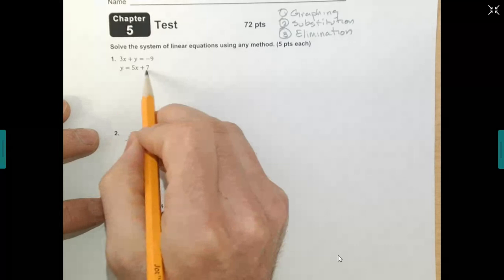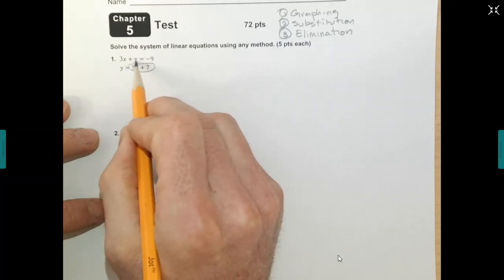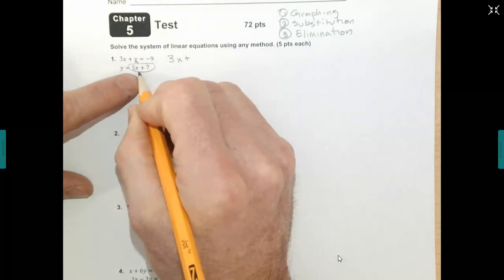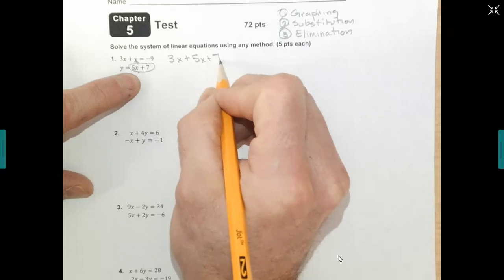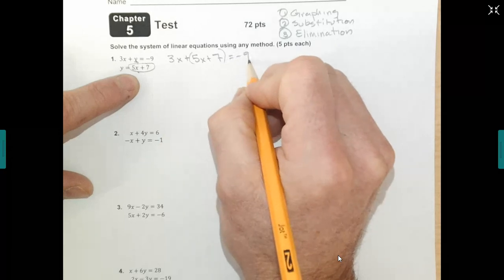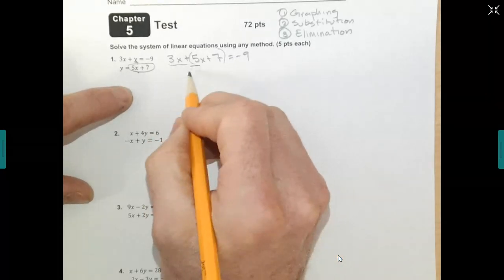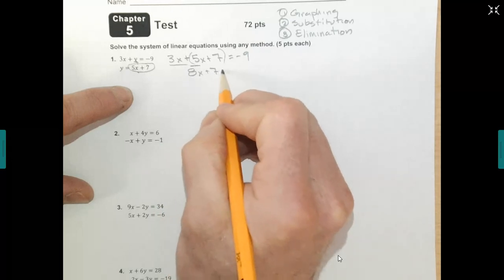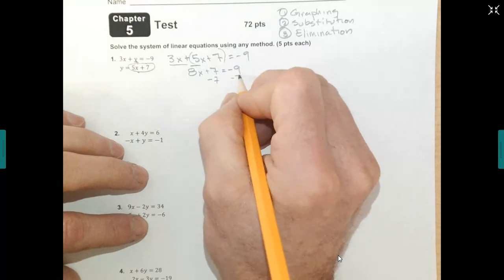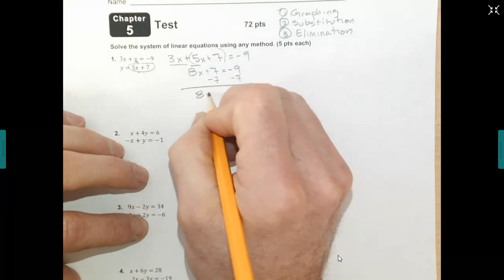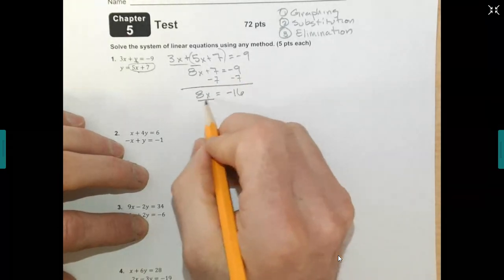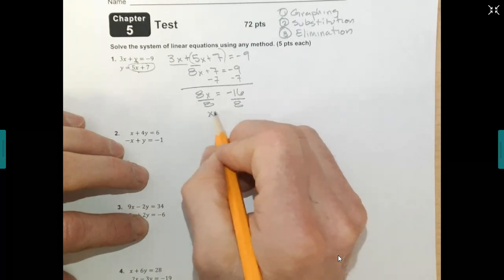Since this is y equals 5x plus 7, I'm just going to substitute this right in for this y. So I have 3x plus, and then I put this in, 5x plus 7, equals negative 9. First step, I'm going to combine my like terms. 8x plus 7 equals negative 9. And I'm going to solve for x: minus 7 on both sides, and I get 8x equals negative 16. Alright, divide by 8, divide by 8, and I get x equals negative 2.